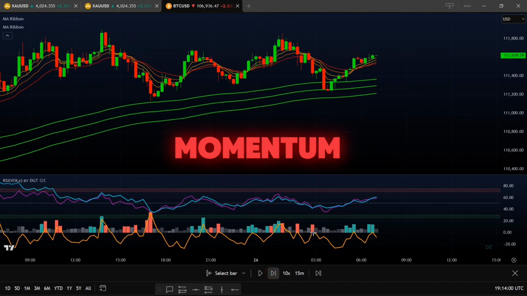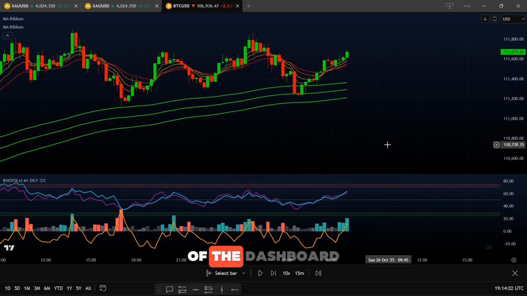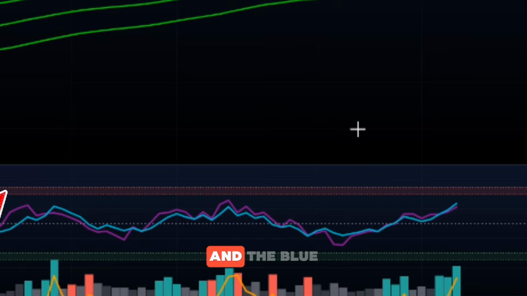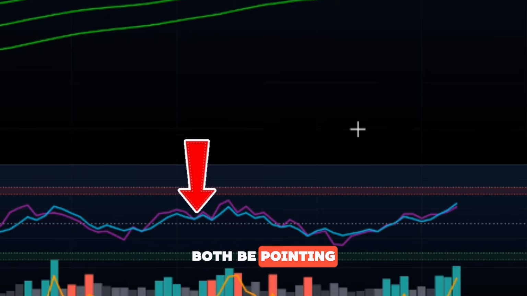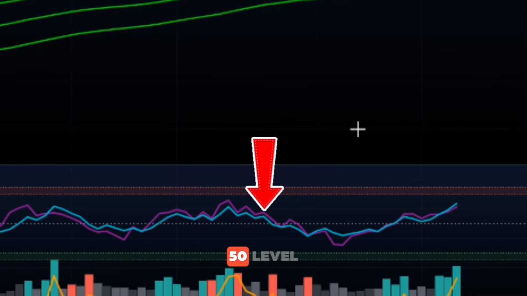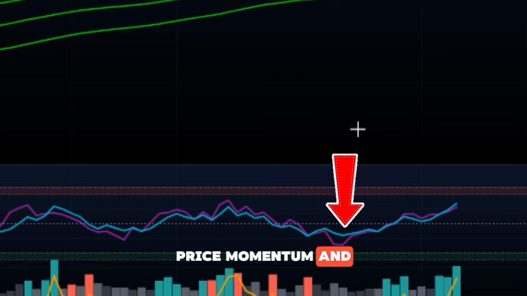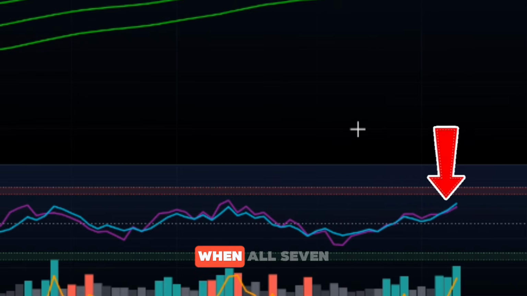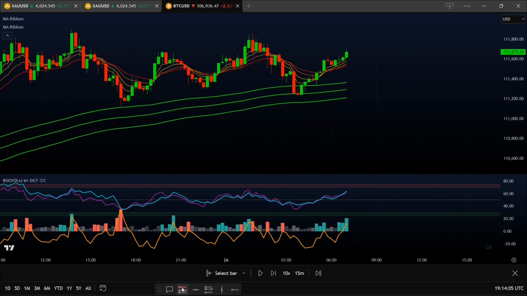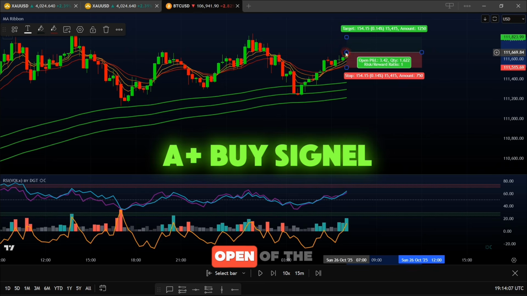7. Momentum agreement. Finally, look at the top half of the dashboard. The purple RSI and the blue volume RSI should both be pointing upward, ideally above the 50 level, showing that both price momentum and volume momentum are on our side. When all 7 of these conditions are met, that is our A+ buy signal. Enter at the open of the next candle.